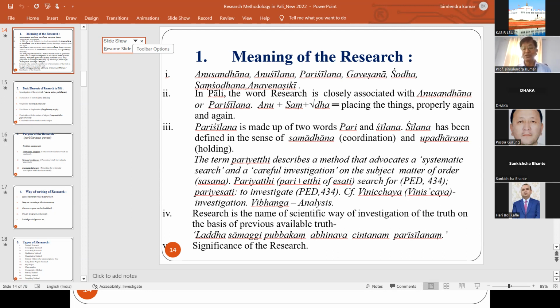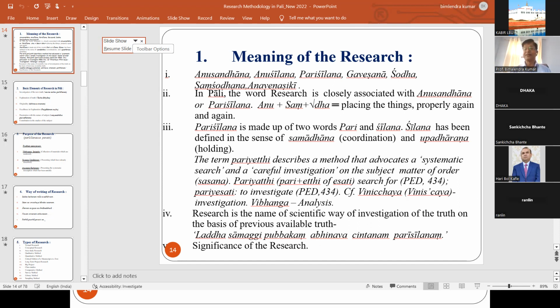So here anusilana and parisilana is in the sense of coordination, making coordination of the research materials in a proper manner, linking the research materials in a proper manner, and giving the base for the establishment of new ideas or thoughts. This is called anusilan and parisilan.